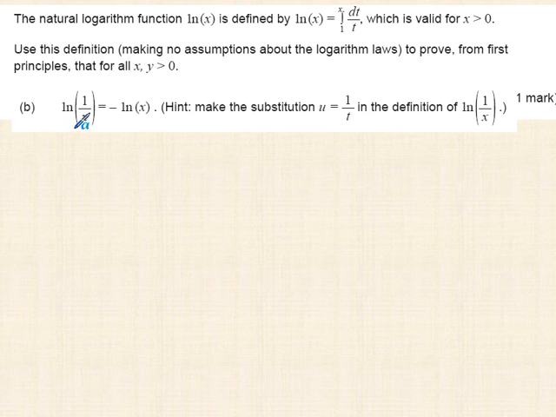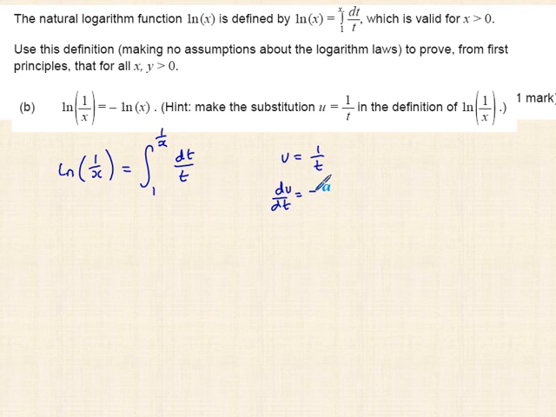We now want to show ln 1 over x is negative log x. So going from the definition, ln 1 over x would be the integral from 1 to 1 over x of dt over t. It's suggested that we use the substitution u equals 1 over t. So du dt would be negative 1 over t squared. So du is negative 1 over t squared dt.